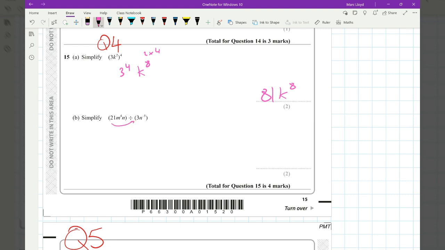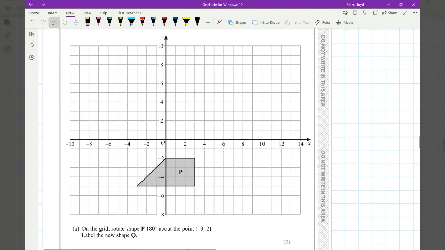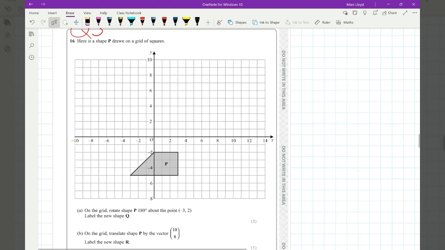Okay, here we can divide the numbers straight away. 21 divided by 3 is 7. There's no m dividing, so the m remains unchanged. But then the n to the power of 1 divided by n to the minus 5 becomes 1 minus minus 5, which is 1 plus 5, giving us n to the power of 6. Okay, last one. Oh, you would have to do that to me, wouldn't you?